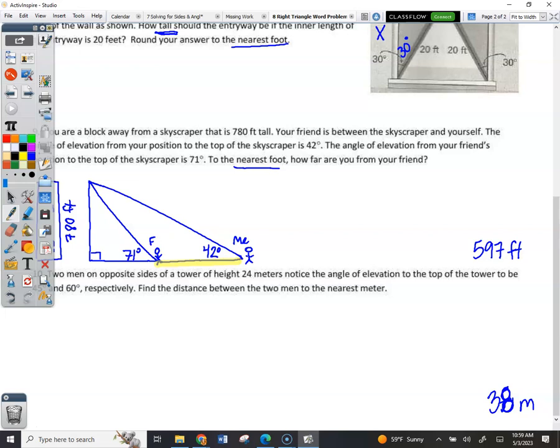Two men are on opposite sides of a tower. This one right here is going to involve this type of triangle. Okay? Try it. I'd love to see if you can get it right. I know some of y'all are saying you're not even going to touch this, but. Oh, God.